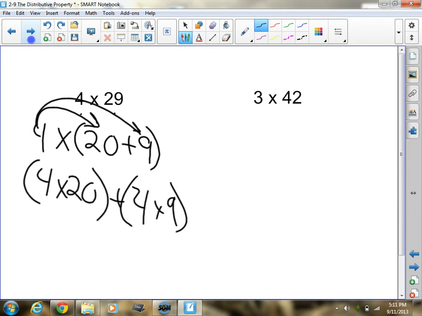Right here, so it's going to look like that. So now 4 times 20, oh, that's easy, that's 80. 4 times 9, once again, easy, 36. 80 plus 36 is 116.